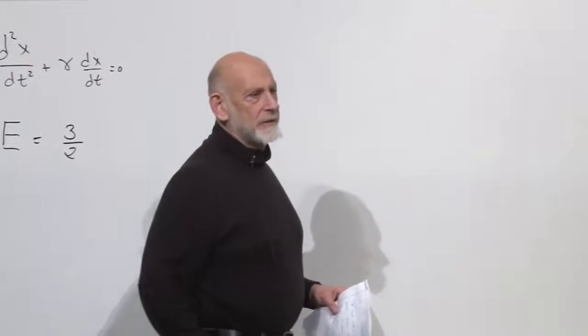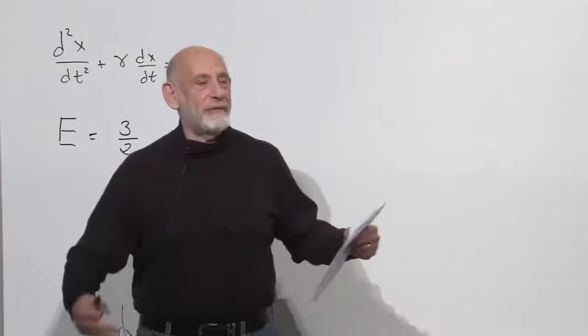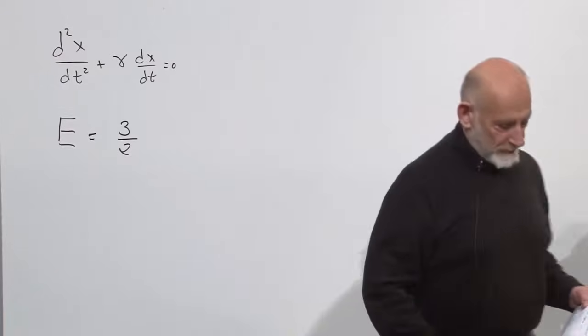Now, the 3 is easy to understand. What does it have to do with? The dimension of space, right. It has a kinetic energy for moving along the x-axis, it has a kinetic energy for moving along the y-axis, and it has a kinetic energy for moving along the z-axis, so there's a factor of 3. And the half, well, that's just a glitch of definition.